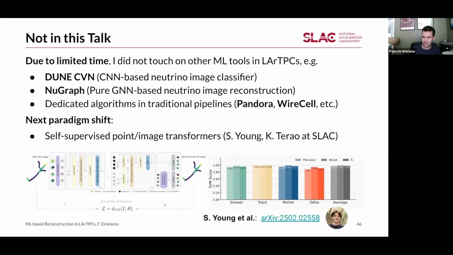But I think what's also more interesting is that the next paradigm shift, I believe, will be the self-supervised point and image transformer idea, which is very similar to how we train large language models these days, but applied to the field of LArTPCs. So, stay tuned for that and read the paper at the bottom of this slide if you're interested to find out more about this.